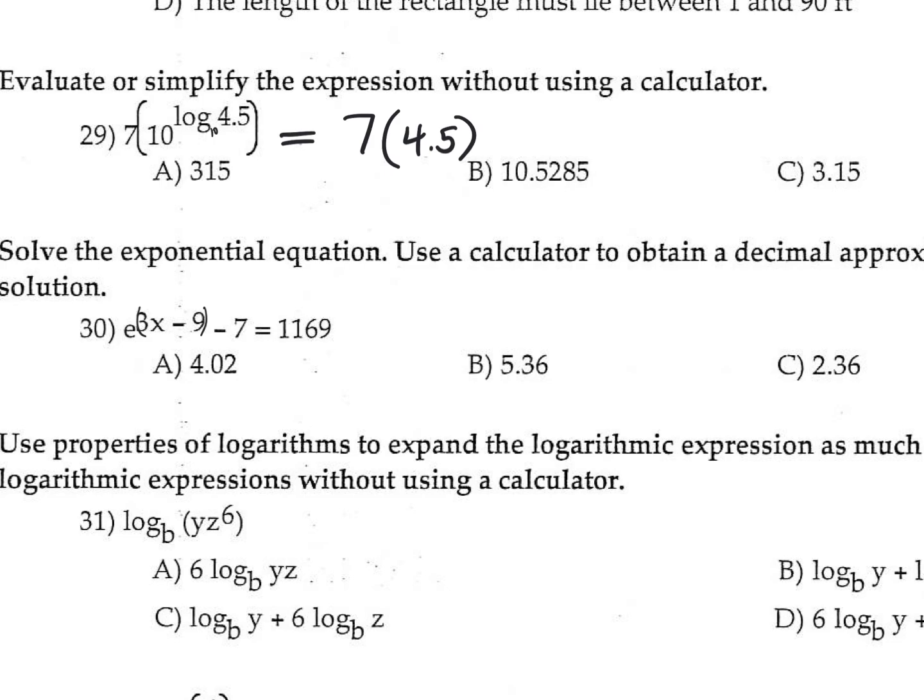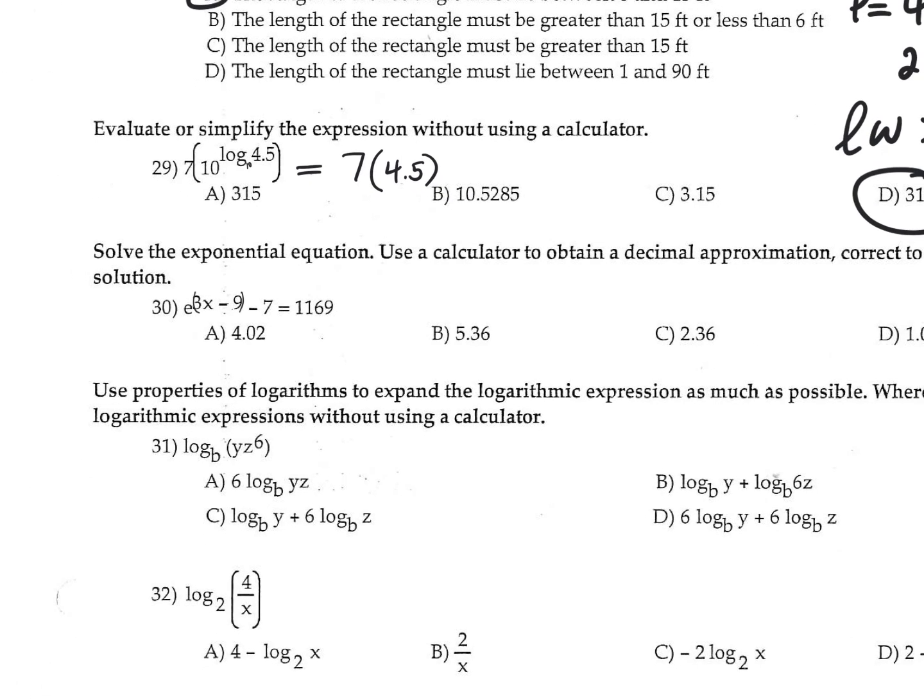1169. What I did on my graphing calculator, obviously we can't see it now, but we graphed e raised to the 3x minus 9 minus 7 minus 1,169. So basically, I set my entire equation equal to 0 and found my x-intercept. I found that x-intercept to be 5.36. And let's pause there.